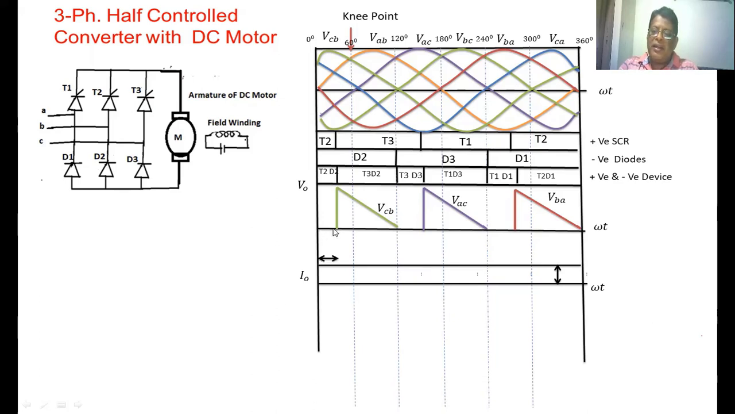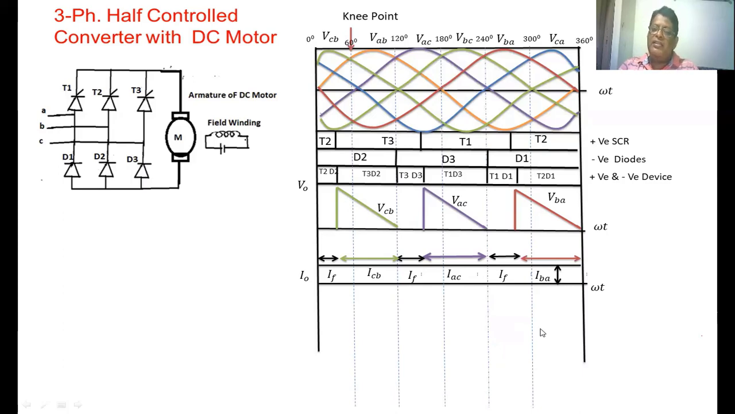This current is nothing but the freewheeling current that we represent with IF. This current from this point to this point is nothing but ICB. Again from this point to this point, here IF. Again in this interval, IAC. Again in this interval, IF. Again in this interval, IBA. This is the output current waveform.